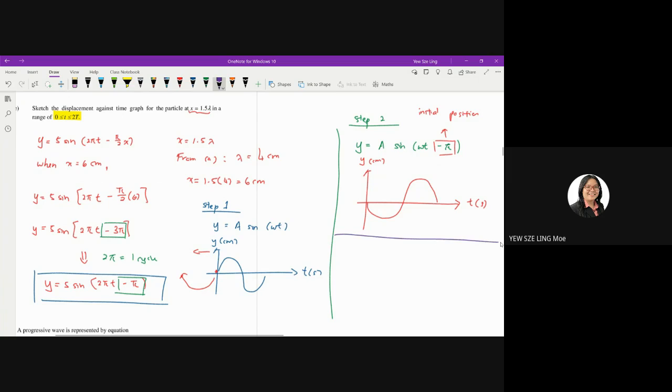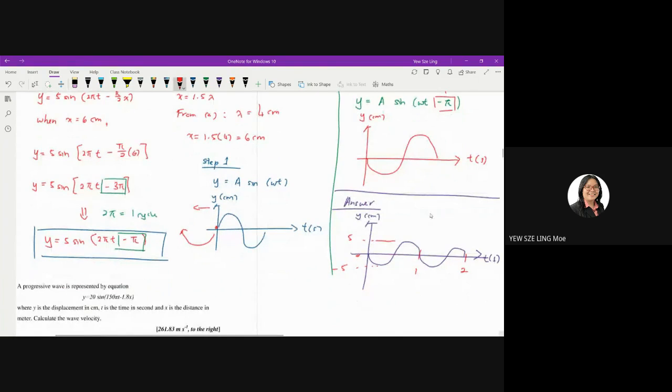So in short, the answer for this question: now you have y in cm and t in seconds. I have 2 cycles because the question is asking for a range in between 0 until 2t. Now I have the graph, then I can label it. This is 5, this is 0, this is -5, and the period just now is 1 second. So 2t is 2 seconds. Done, that is the graph.